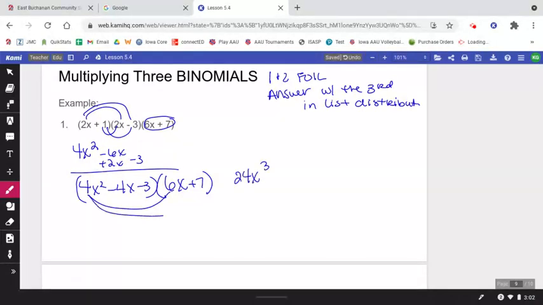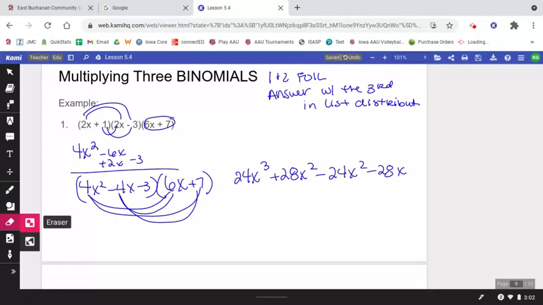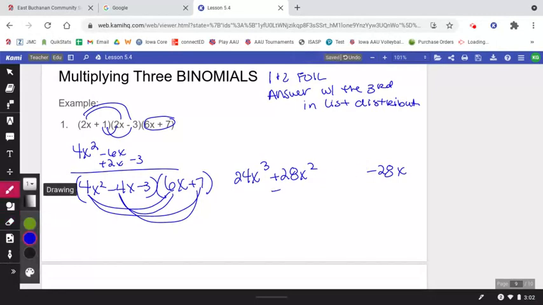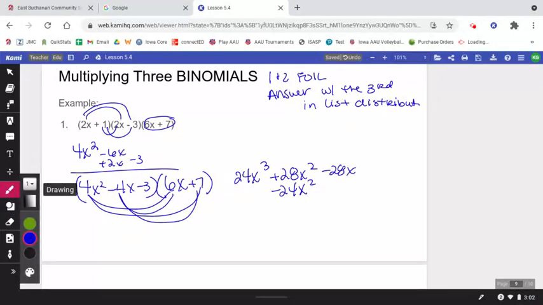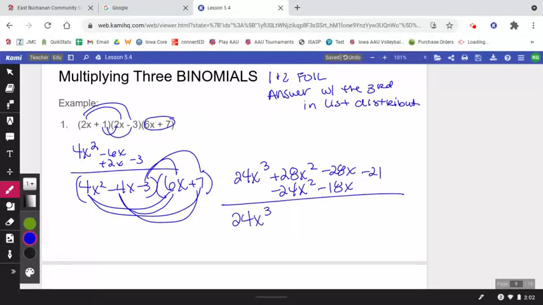So 24x to the third, 28x squared, negative 24x squared, negative 28x. Whoops, I forgot to list this negative 24x squared under its like term. Negative 28x. Okay. And then we have this last one. It'd be negative 18x minus 21. So 24x to the third plus 4x squared. 28 minus 18 is 46, right? Yes. Minus 21.